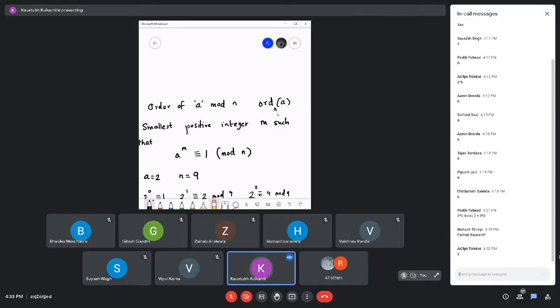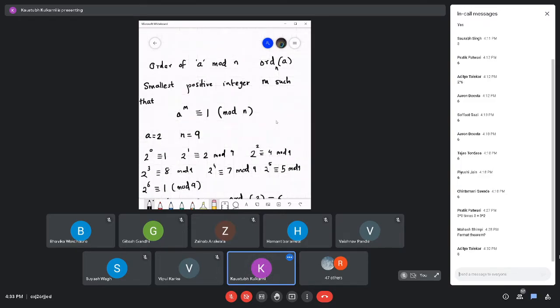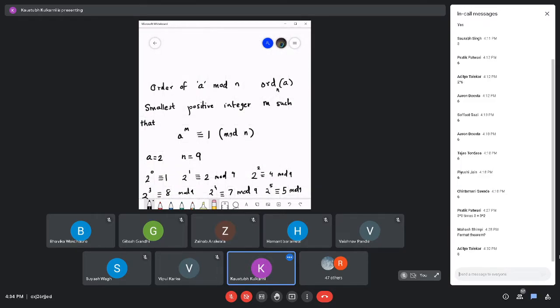Now we go for the smallest power. m is basically the power. So we go for the smallest positive integer m such that a raised to m, when divided by n, gives the remainder 1, that is, a raised to m is congruent to 1 mod n. Then we write that the order of a mod n is equal to m.